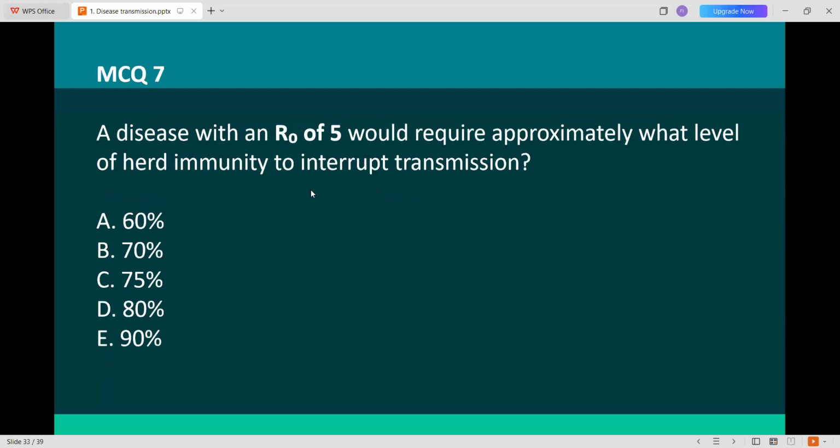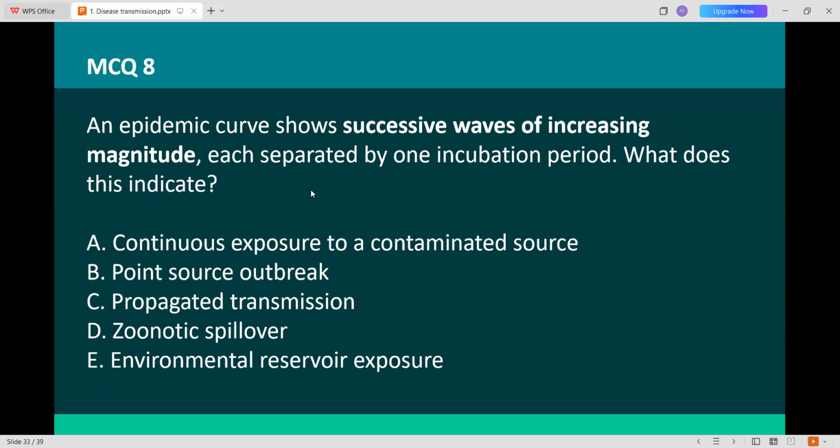MCQ number seven: a disease with an R-naught of five would require approximately what level of herd immunity to interrupt the transmission? A, 60%, B, 70%, C, 75%, D, 80%, E, 90%. So D is the right option.